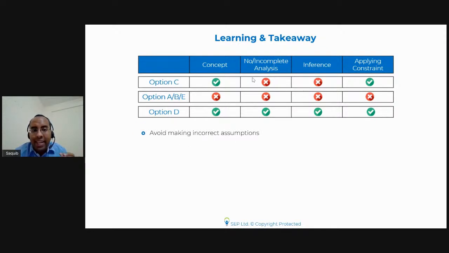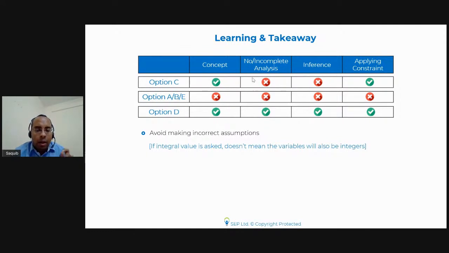So the main takeaway from this question, guys, is to avoid making incorrect assumptions. This is a very common mistake that people make. If they see variables, they assume them to be integers. Don't do that unless and until it is properly mentioned. If it's mentioned, then only do it. So that's the main takeaway from here. Read carefully, make the right inferences.